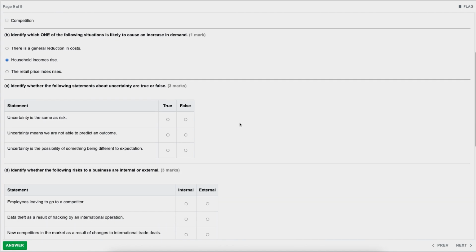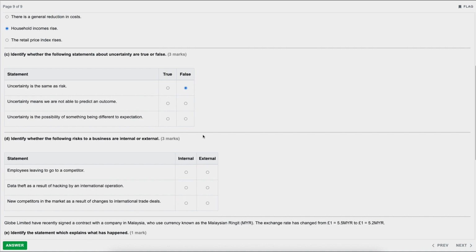Part C, identify whether the following statements about uncertainty are true or false. So the first one, uncertainty is the same as risk. Oh, it's definitely not the same as risk. So risk is usually associated with something bad happening or the possibility of something bad happening. And then it's about trying to mitigate that risk for the business. Uncertainty doesn't necessarily mean something is bad. It could be, but uncertainty can just be the likeliness of something happening or not. So it's definitely not the same as a risk.